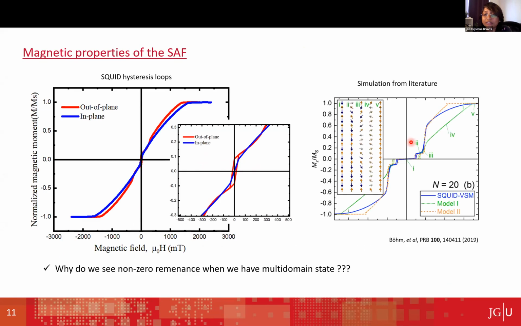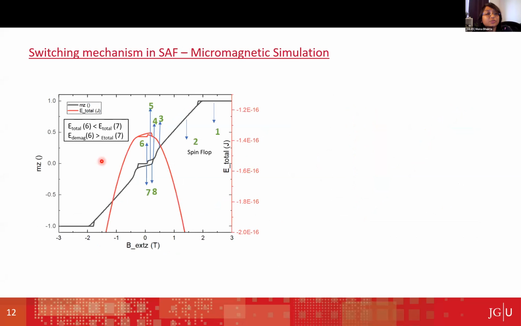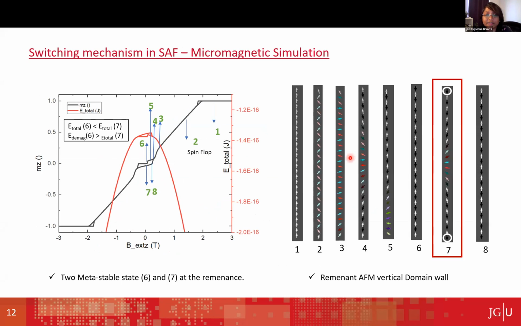And then when we look up the literature, we see that there are no such observations or no such existence of such structures, but we see some existence of, at state number 3, vertical spin spiral antiferromagnetic domains. Then further, we did micromagnetic simulations using our parameters and using 28 layers of synthetic antiferromagnet, where we could see that at the remanence, we could stabilize two different kinds of structures, that is, state number 6 and 7.